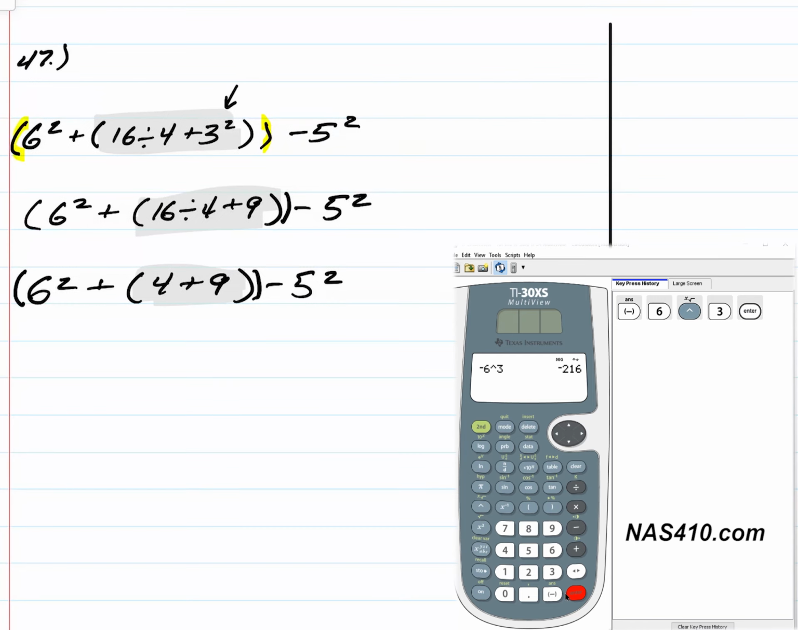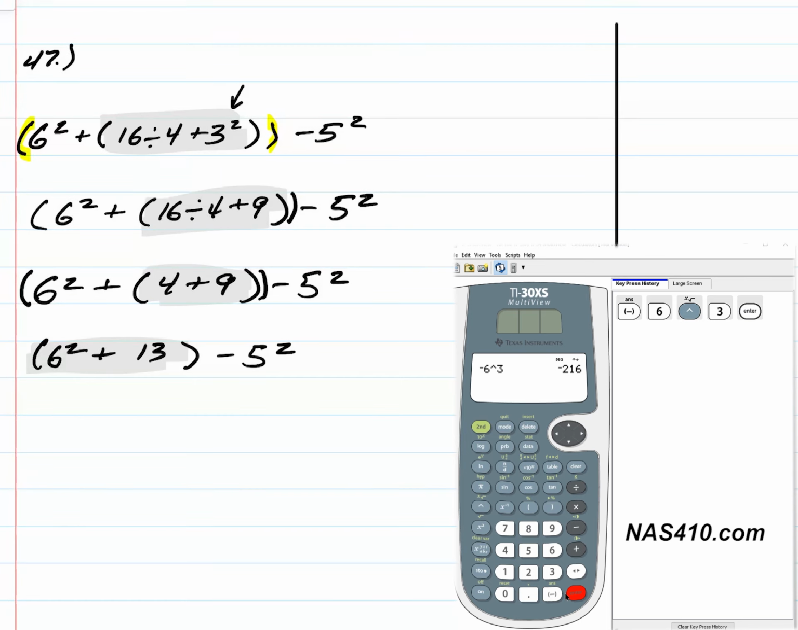I have 6 squared plus 4 plus 9, which is 13, okay, minus 5 squared. Okay, now I'm almost done here. Now within these brackets, I have this exponent here, so I got to deal with that. So I have 36 plus 13 minus 5 squared. Okay, we're almost at the end here. Okay, so now I have 36 plus 13, which equals 49.